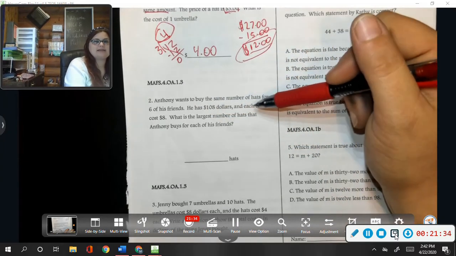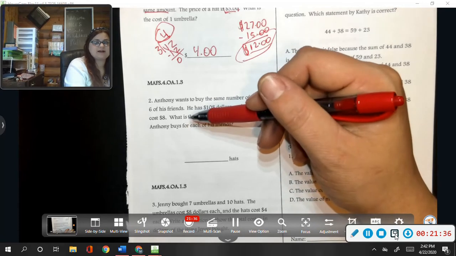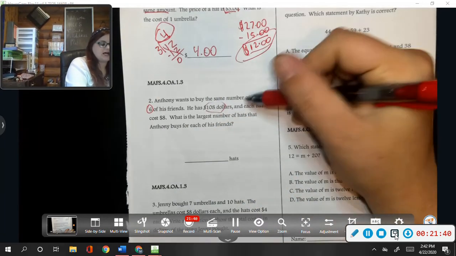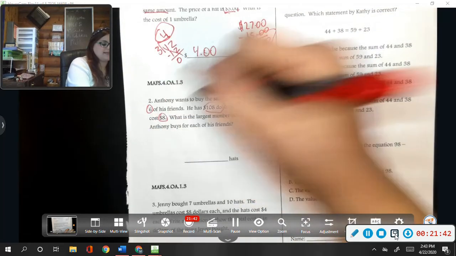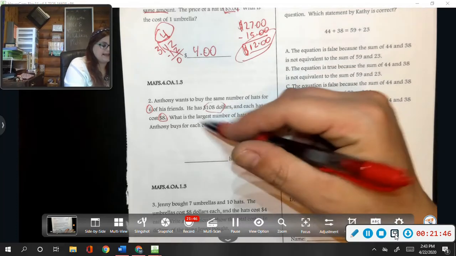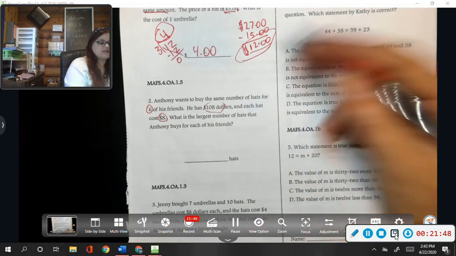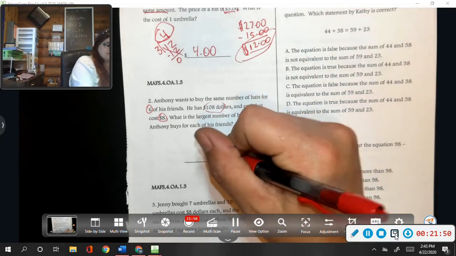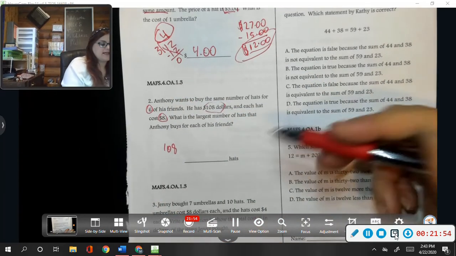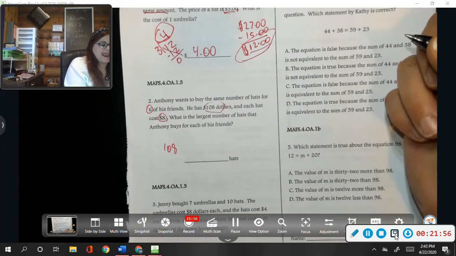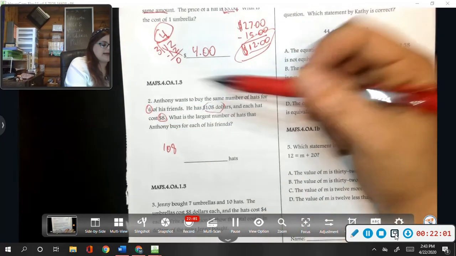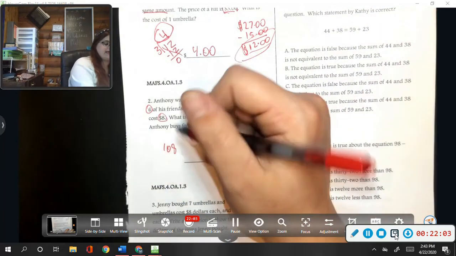Number 2. Anthony wants to buy the same number of hats for 6 of his friends. He has $108 and each hat costs $8. What is the largest number of hats that Anthony buys for each of his friends? So he has $108. Let's put this off to the side. Each hat is going to cost $8. He wants to buy the same number of hats for 6 of his friends.